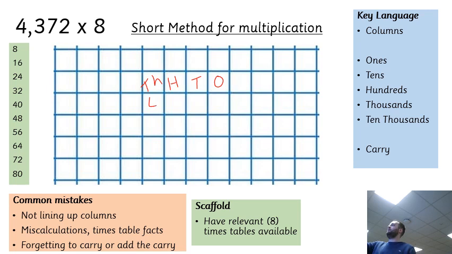So I'm going to put this in the right place, 4,372 multiplied by 8, and again make sure that 8 goes underneath in my ones column.